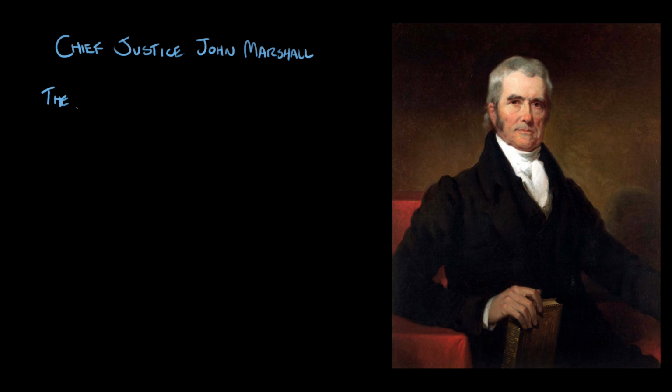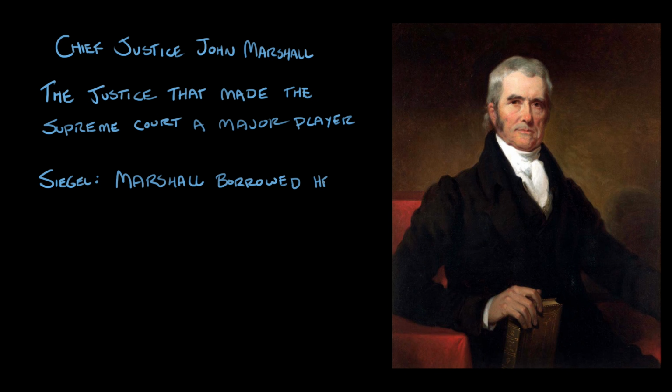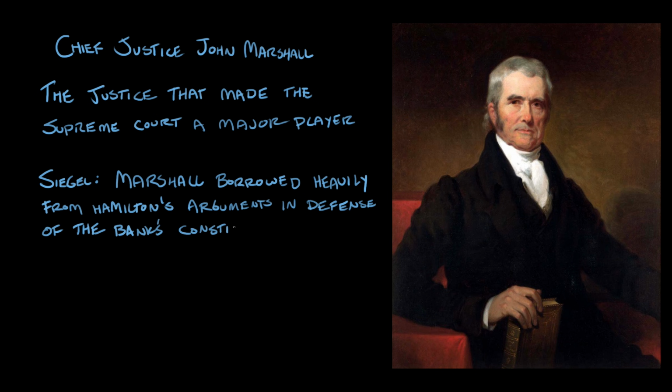So at this time, the Chief Justice of the Supreme Court is John Marshall, very well known as being kind of the Chief Justice that brought the Supreme Court to be a major player in the U.S. governmental system. How did he interpret what was going on? What did he and the other justices decide? He borrowed extensively from Hamilton's arguments. And so Marshall adopted Hamilton's arguments in defense of the constitutionality of the bank that Hamilton originally articulated back in 1790, 1791.